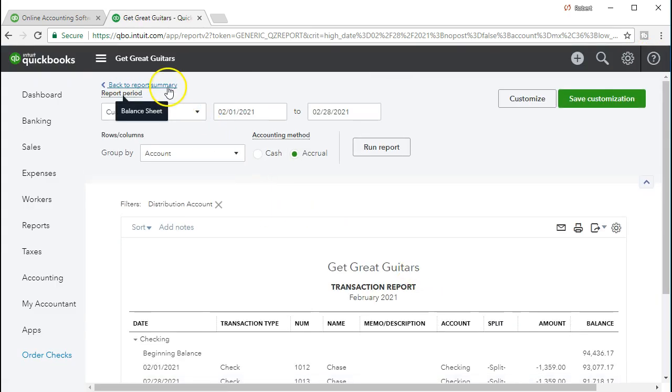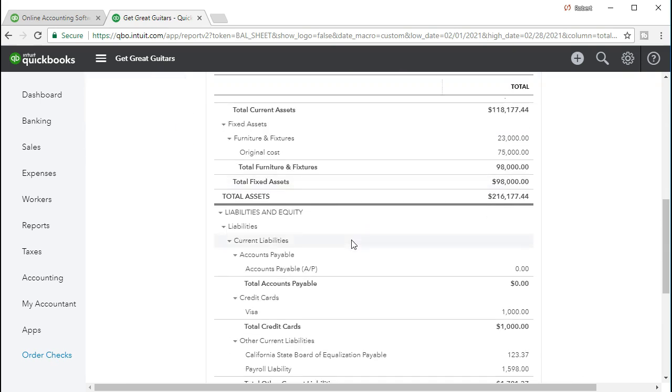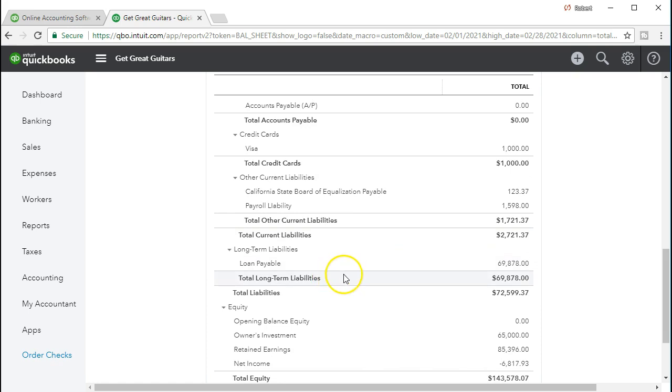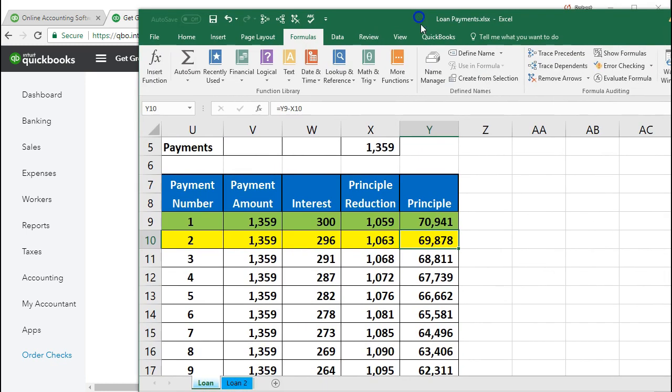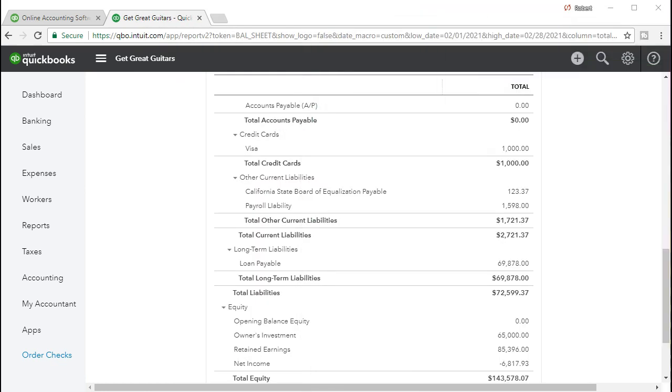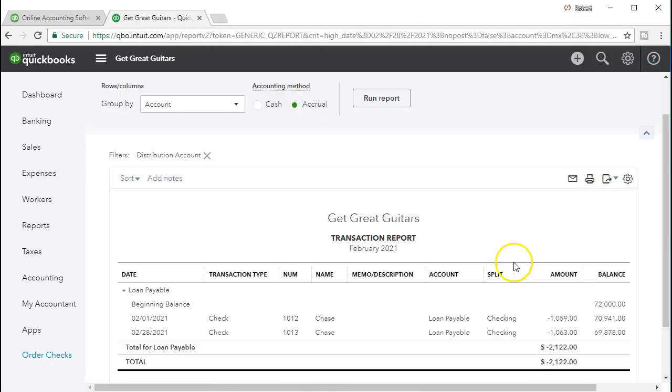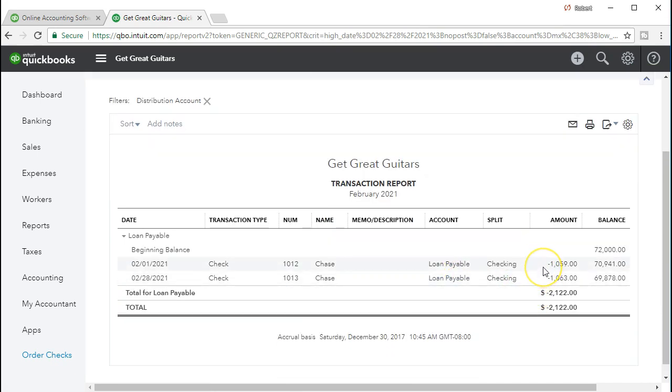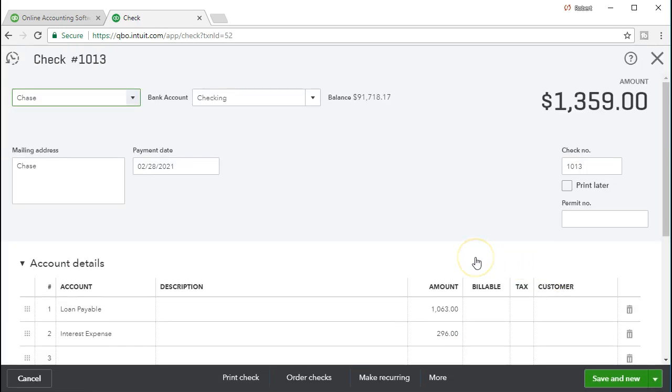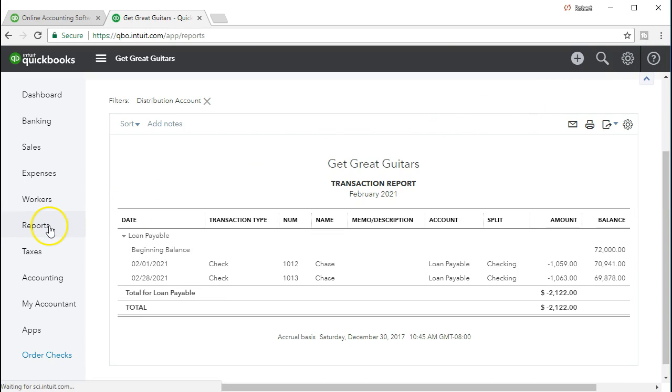We're going to go back to our summary, to our balance sheet, scroll down to the liabilities section, and we're looking for that loan payable. We have $69,878. That amount matches here, $69,878 on our amortization table. So that looks good. And then if we click on that amount, we see the detail, and it's a bit different. So note the first check went a reduction of $1,059. The second, it's a little bit larger of a reduction because less of it went to the interest expense and more to the reduction of principal. So here's the check.